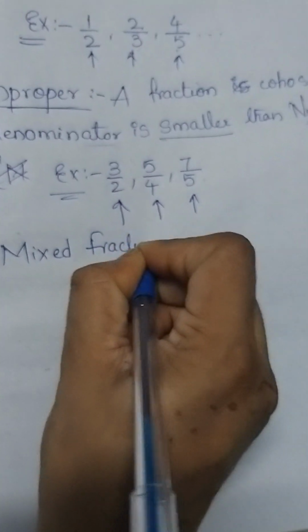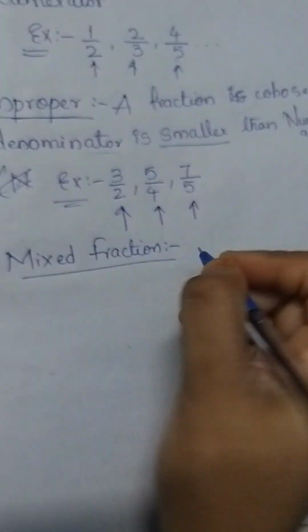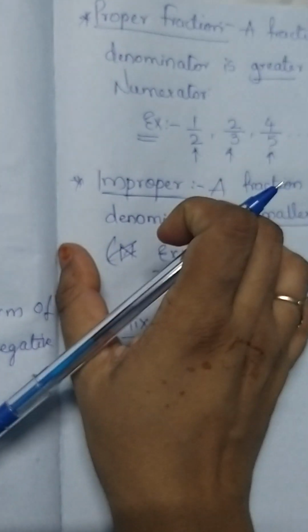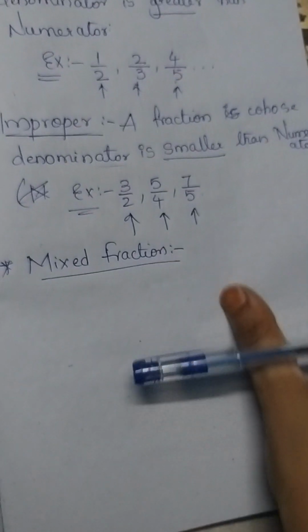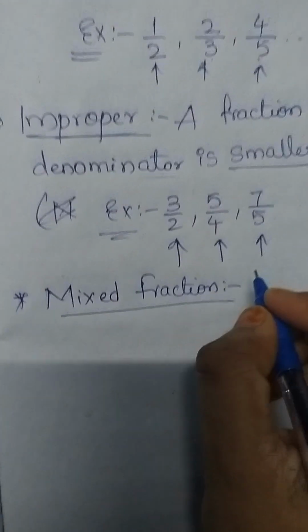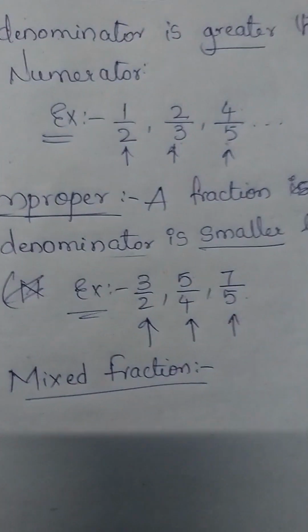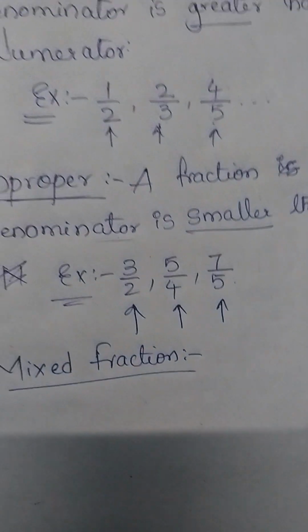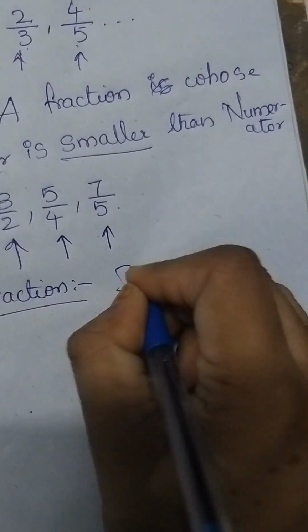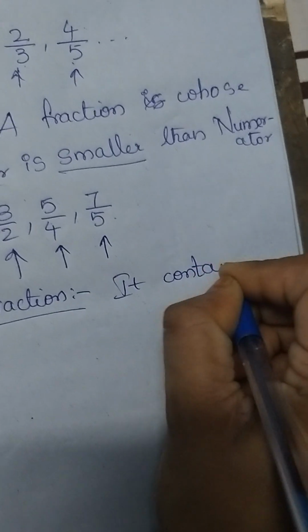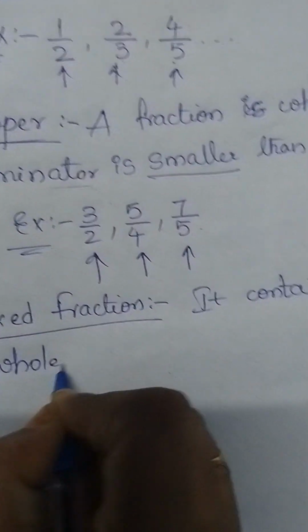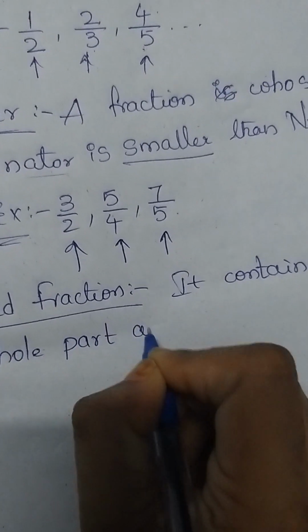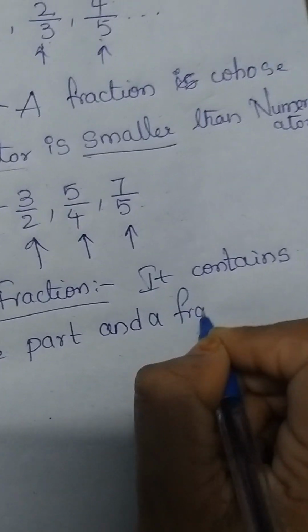Easy, children, you have to understand easily. You have to understand this proper and improper mixed fraction by using examples. You have to compare these fractions, then you can understand easily, children, what is the difference in each fraction. Mixed means a fraction that contains a whole part and a fractional part, children.